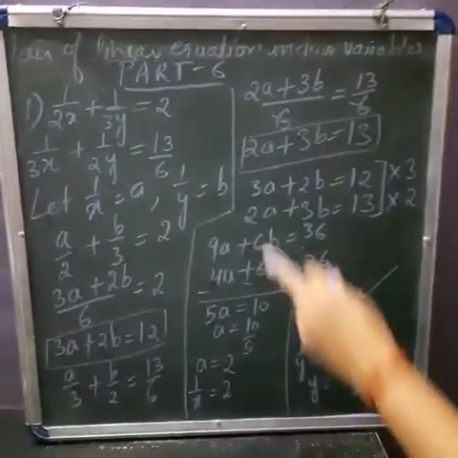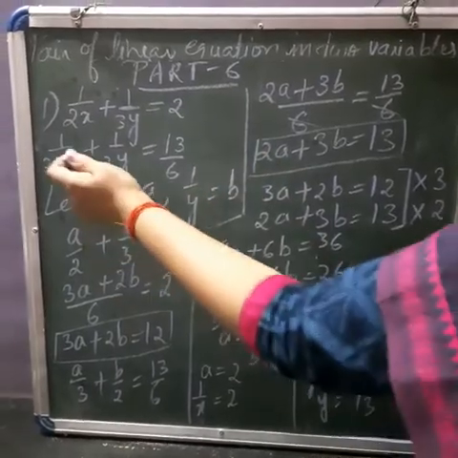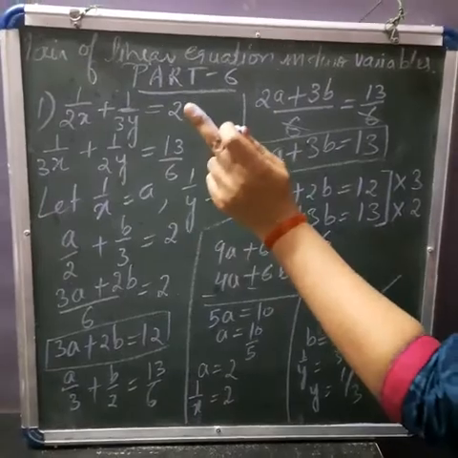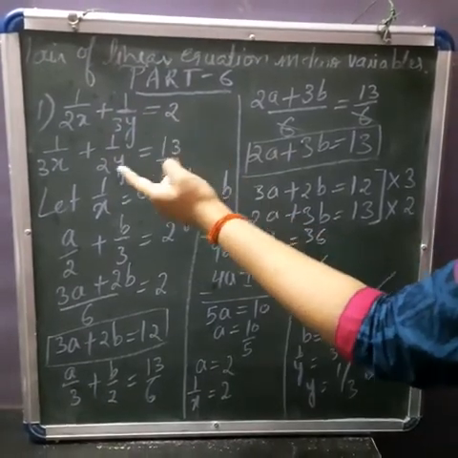You can apply the elimination method, the substitution method, or cross multiplication also. So you can solve questions by any method. Here I have taken one question: 1 upon 2x plus 1 upon 3y is equal to 2, and 1 upon 3x plus 1 upon 2y is equal to 13 upon 6. You have to solve these equations to find the value of x and y by any method.